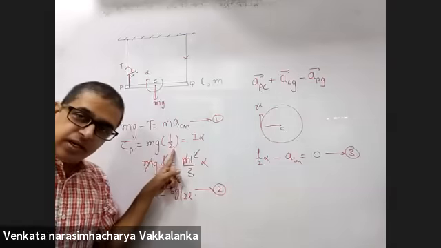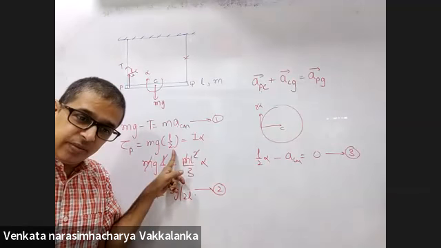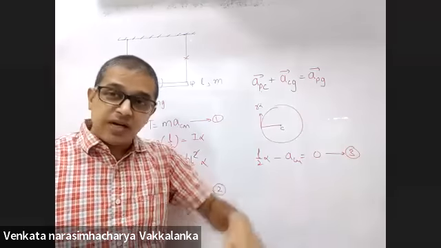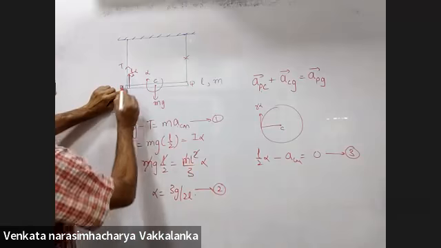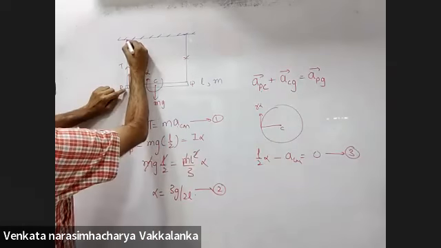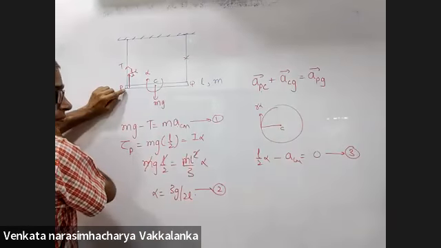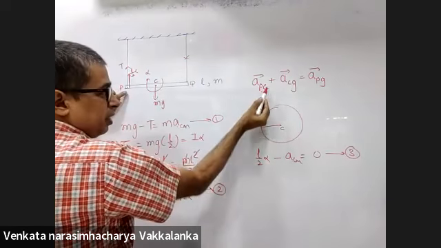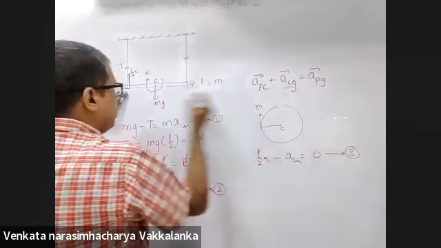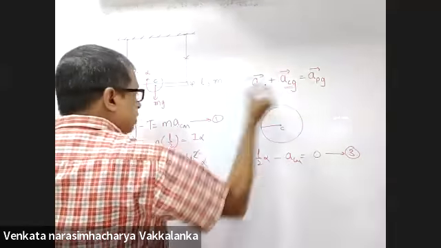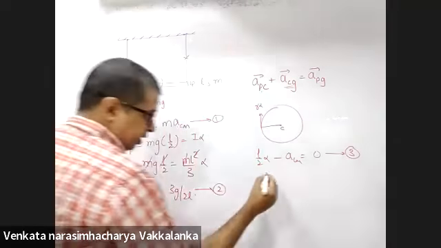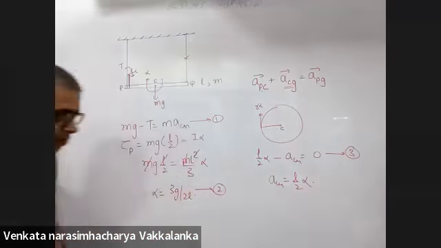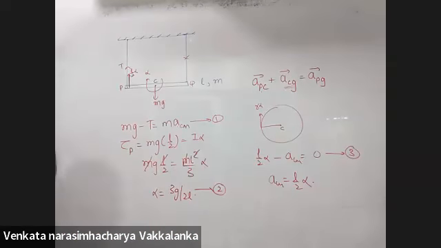Translational dynamic equation, rotational dynamic equation, constraint relations. How did you apply constraint relations? You found out the acceleration of the point P along the length of the string and you equated it to this point. Acceleration of point P with respect to center of mass plus acceleration of center of mass with respect to ground is acceleration of point P with respect to ground. ACM is equal to L by 2 alpha. This is my third equation.